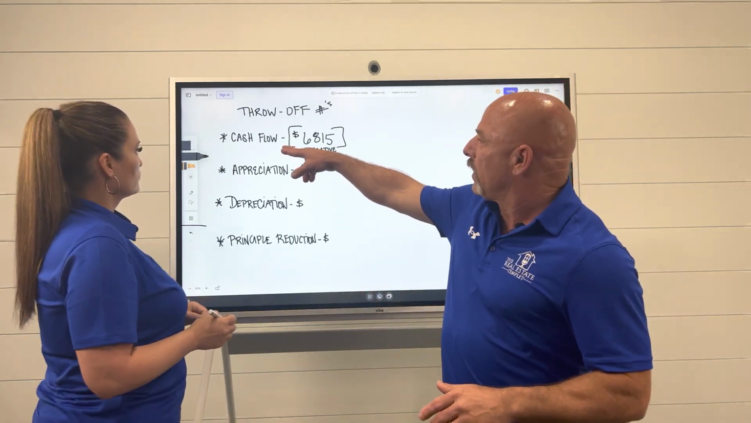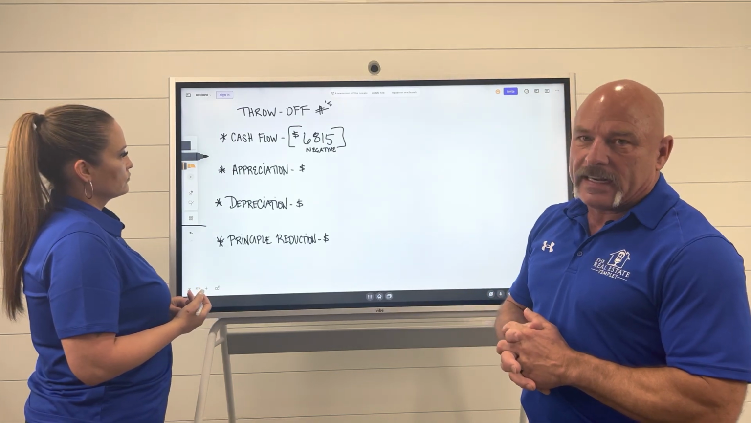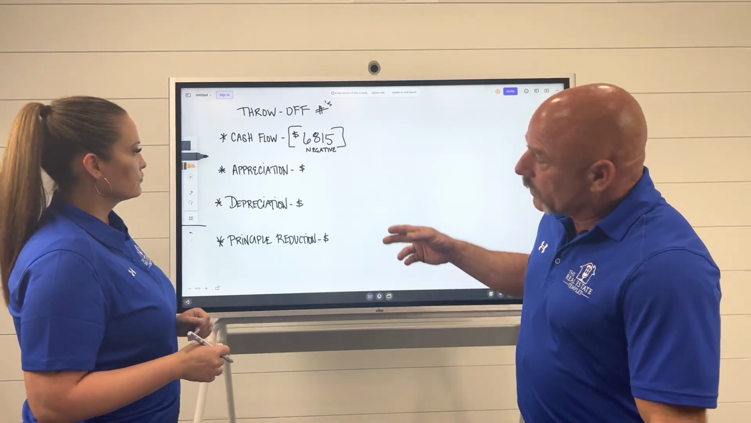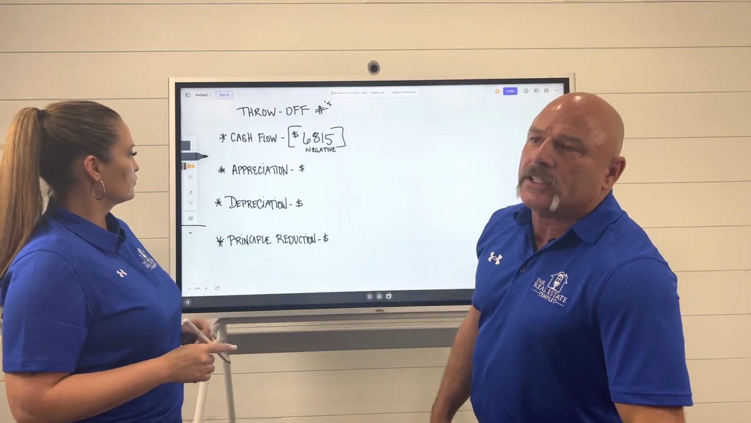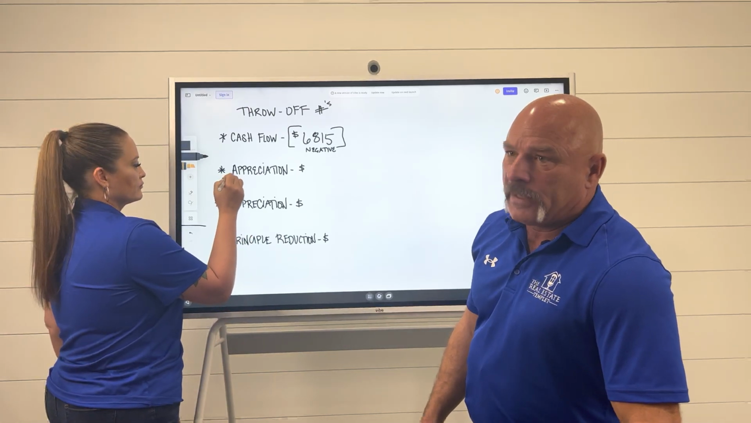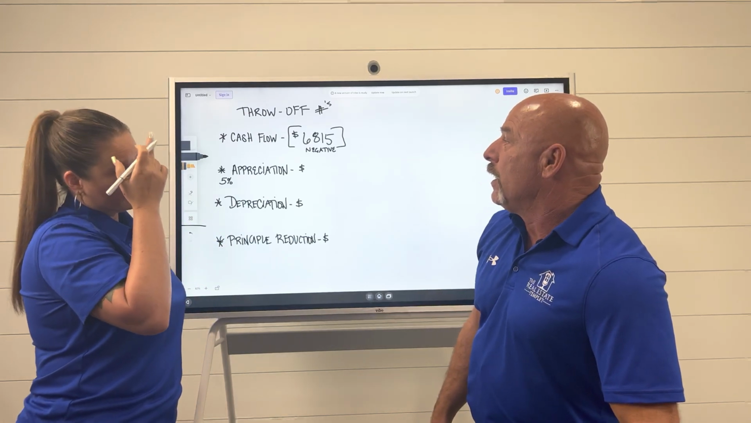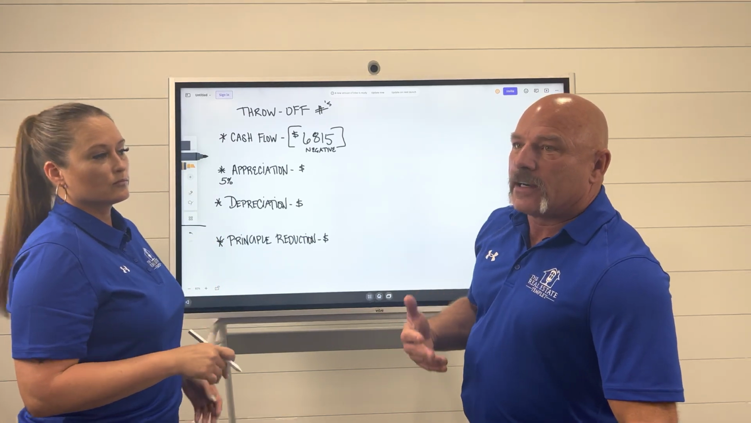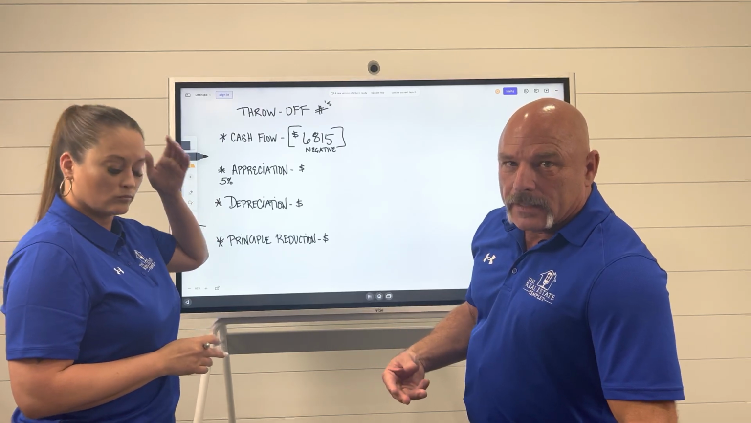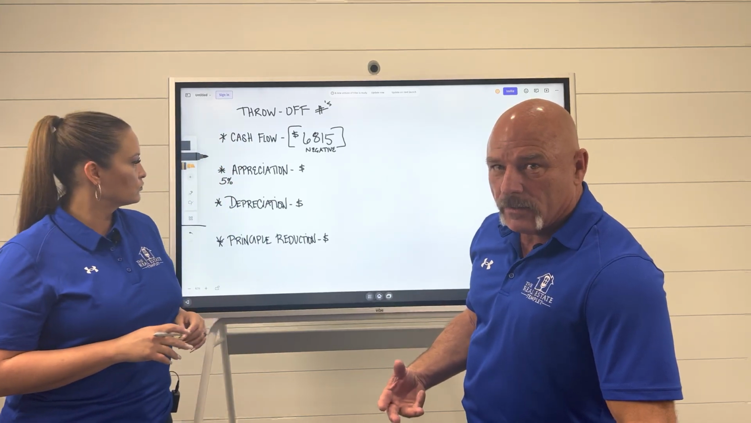So we're going to start off with our cash flow at $6,815 negative. Now, on appreciation, we're going to use a number of 5%. Now, I'm going to tell you right now, we are appreciating at way more than 5%. Well, I think we're appreciating at more than 10% right now. As long as the government continues to print money, that appreciation is going to continue to rise. It's going to keep going up in value.